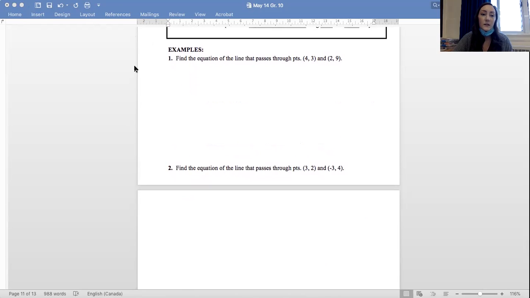Our first step, like I said, is to find our slope. So you're going to label your points: x1, y1, x2, y2. So find your slope. m is equal to y2, so 9 minus y1, over x2, which is 2, minus 4. So 9 take away 3 is 6. 2 take away 4 is -2. So our slope is -3.